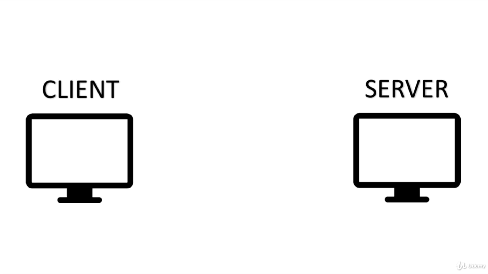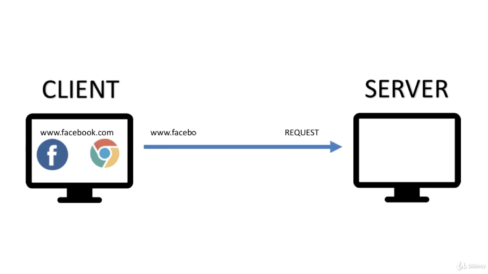Let's say you want to open Facebook in a client machine. So you open Google Chrome and type www.facebook.com and hit enter. The URL, which is www.facebook.com, is nothing but a request. A request is a URL that the client is looking for. When you hit enter, the request passes via the network and it reaches the server.